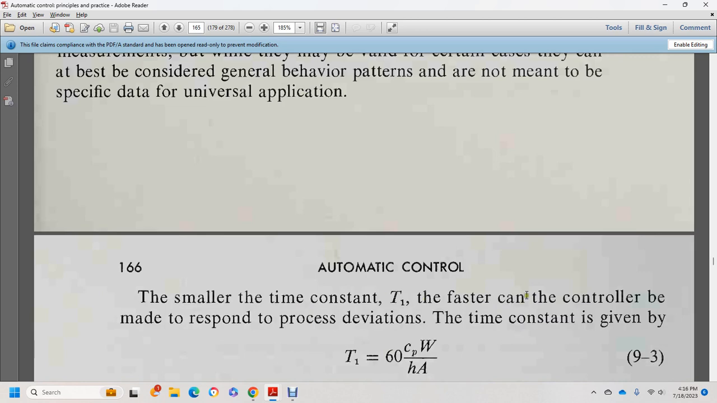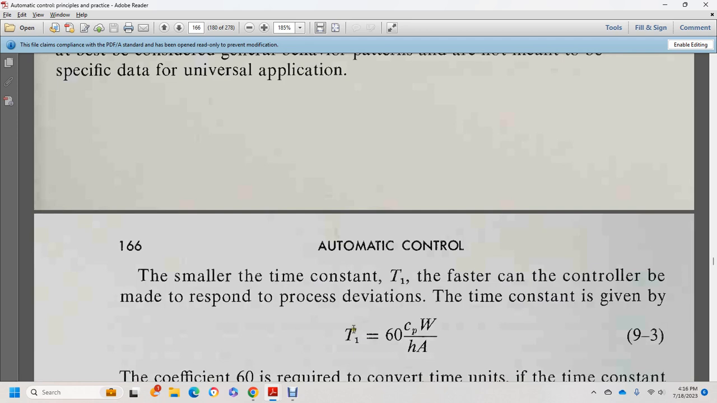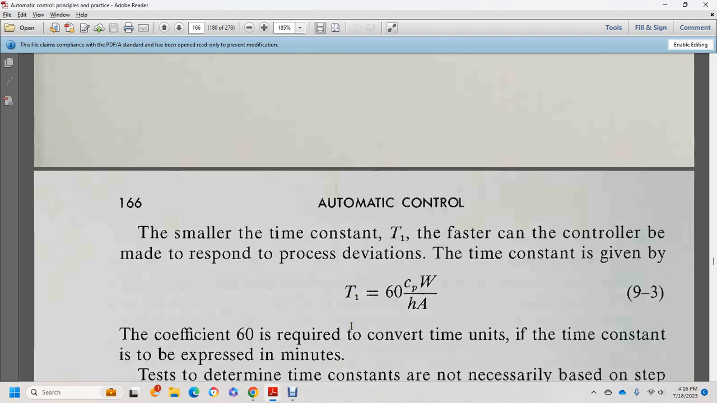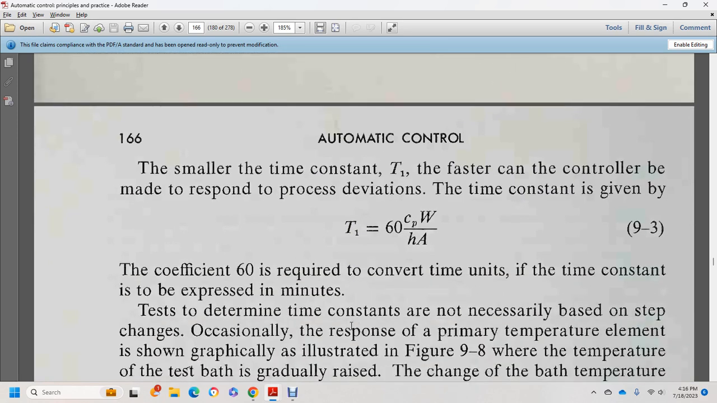Some of the time constant for the controller may respond to the deviation. The time constant is given as equal to 60 over GP times W over HA. Coefficient 60 is required to convert time when the time constant is expressed in minutes. The test determines the constant but is not necessarily based on a step change.